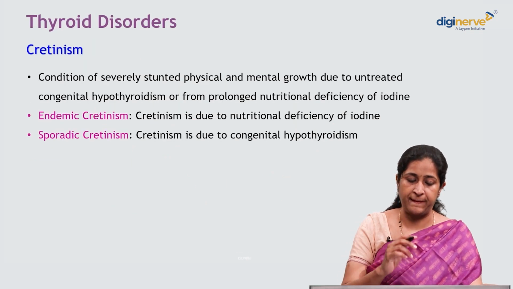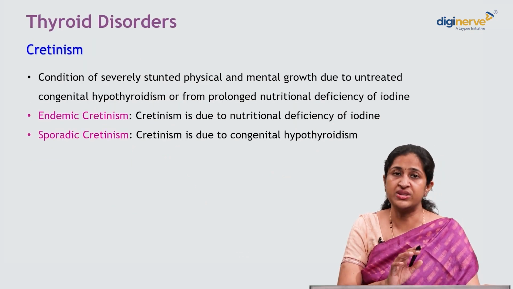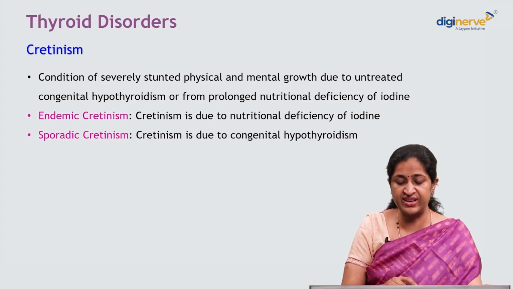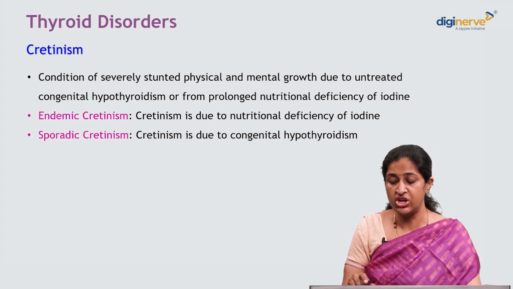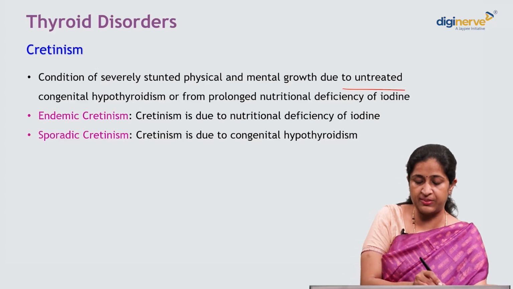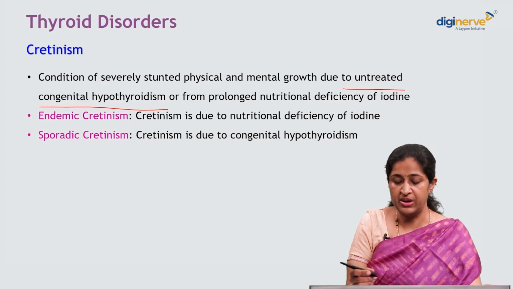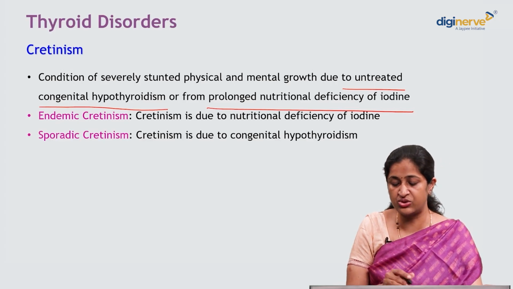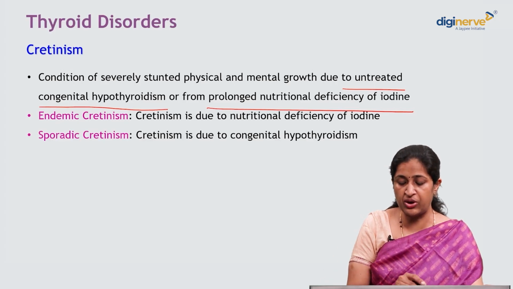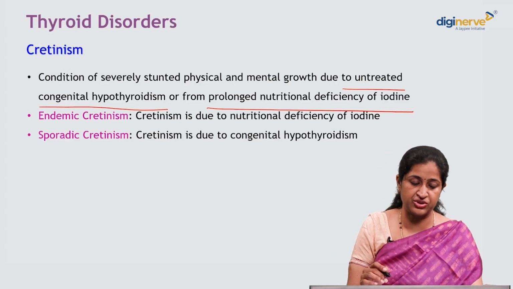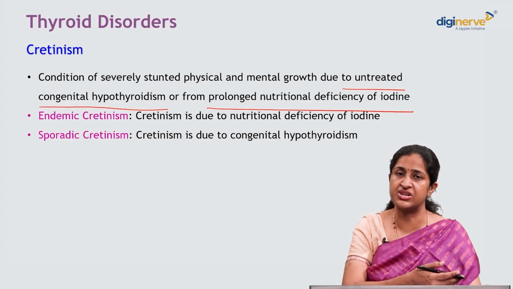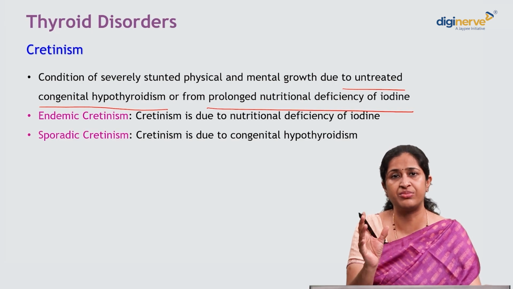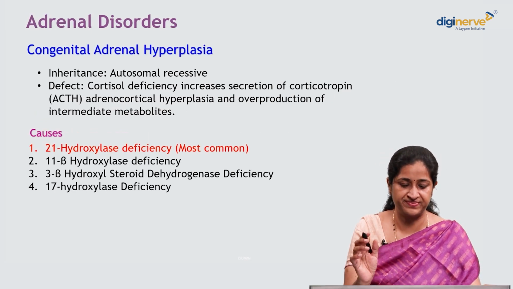Coming to cretinism. What is cretinism? Cretinism is a condition of severely stunted physical and mental growth due to untreated congenital hypothyroidism or from prolonged nutritional deficiency of iodine. Endemic cretinism is due to nutritional deficiency of iodine. Sporadic is primarily because of congenital hypothyroidism. Cretin has all the features of congenital hypothyroidism with a significant amount of mental retardation.